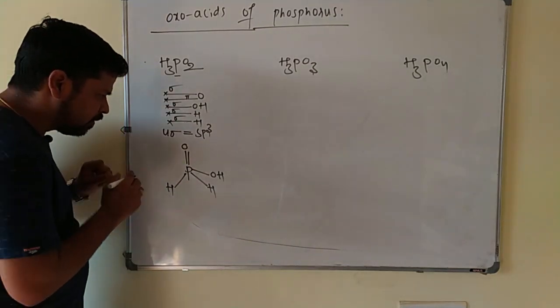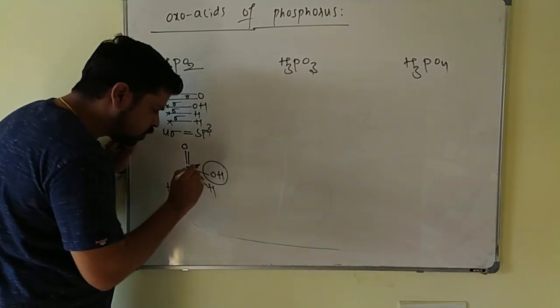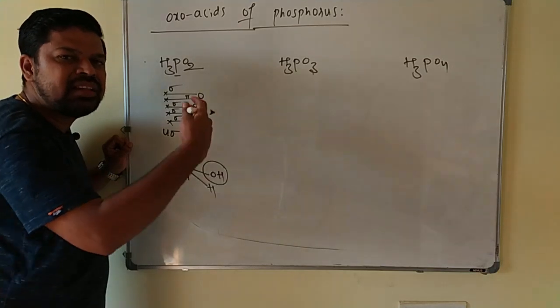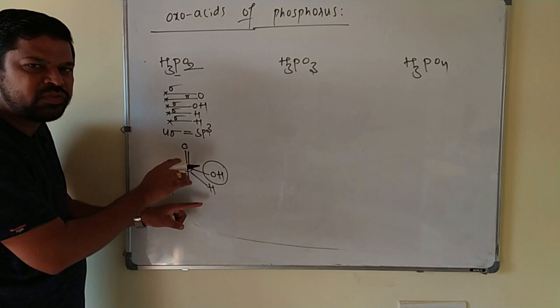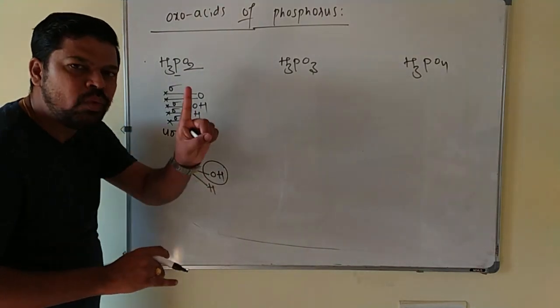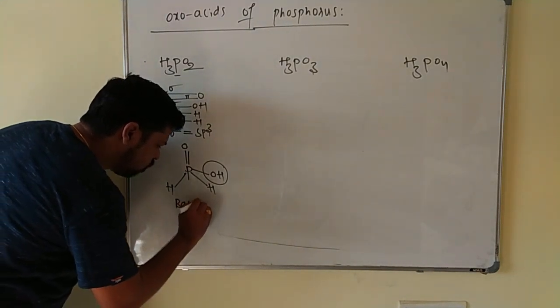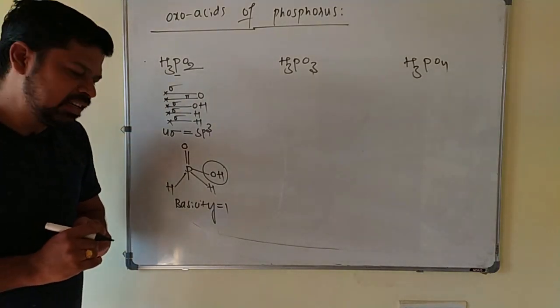And another point here, you can see this oxo acid has one POH bond. So the hydrogens which are connected to the oxygen, only they are acidic in nature, they are coming out as H plus ion, and the hydrogens which are directly connected to the phosphorus, they will not come out as H plus ion. So the basicity of the acid is what here? 1. Basicity of the acid is 1. It is a monobasic acid.